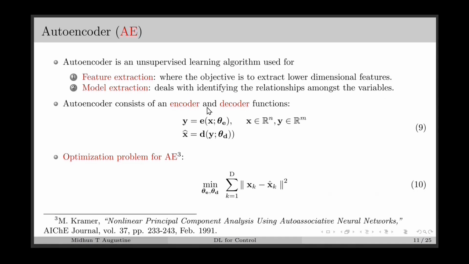In general, an autoencoder consists of an encoder and decoder functions, which can be represented as in equation 9, where the latent vector is obtained by applying the encoder transformation to the input data, and the reconstructed input is obtained by applying the decoder transformation to the latent vector. Theta E and theta D consist of the parameters of the encoder and decoder network, which are the weights and biases of all the layers. Now, the optimization problem for AE is to find the optimal values of the parameters theta E and theta D, which minimize the reconstruction error.